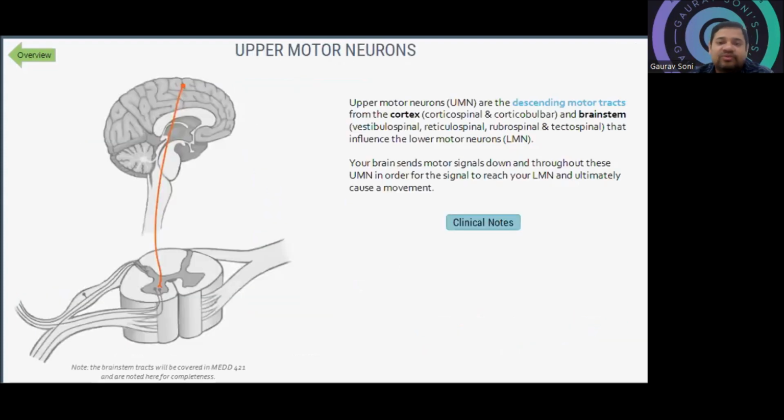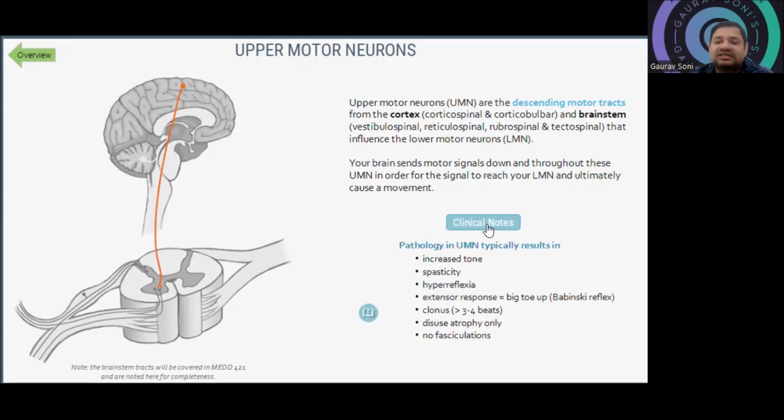Now talking about the upper motor neuron, these are descending motor tracts from the cortex and brain stem. The cortex ones are corticospinal and corticobulbar, and the brain stem ones are vestibulospinal and reticulospinal. You can see the previous lectures as I have alluded to, and they are going to influence the lower motor neuron. So our brain sends motor signals down through these upper motor neurons in order for the signal to reach your lower motor neuron and ultimately cause some movement.